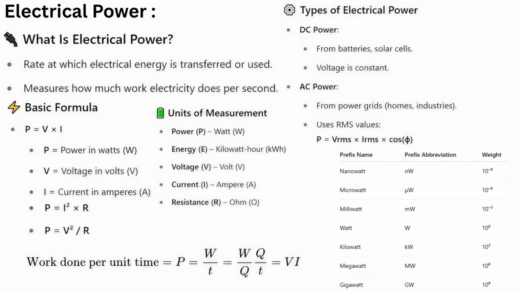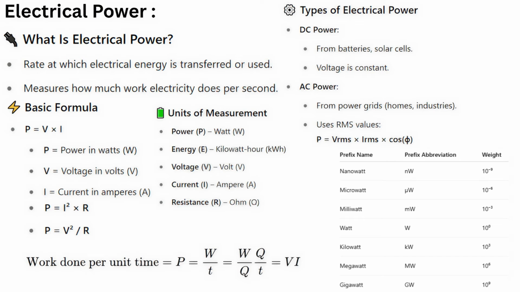These alternative formulas are useful when you know the resistance of a component but might be missing the voltage or the current. Finally, the image shows that power can also be defined as work done per unit time, or P equals W divided by T. This beautifully ties back to our initial definition. Power is the rate at which work or energy is used over time.